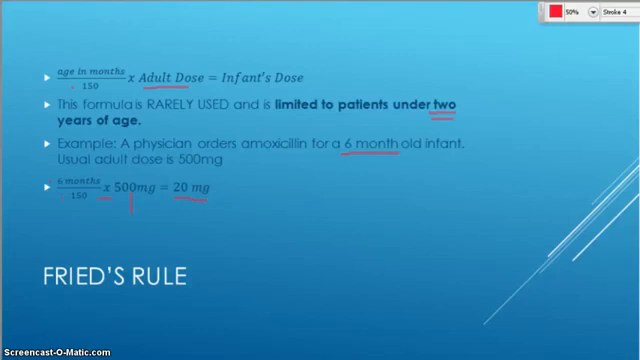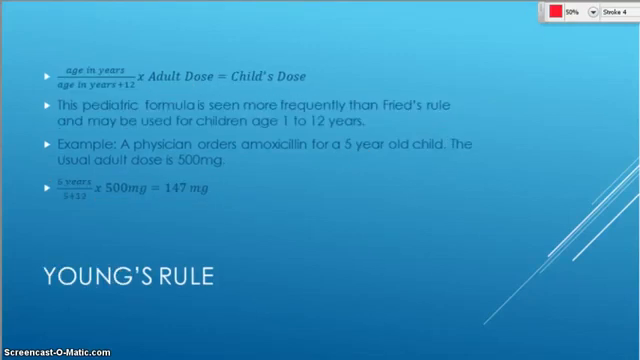Our third pediatric formula is called Young's rule. And Young's rule is used more frequently than Fried's rule because it can be used for children ages 1 to 12. It's a little bit different. For this particular formula, we take the child's age in years, and that goes on top of the fraction. Then the bottom of the fraction is the child's age in years plus 12. So if the child's 2, the bottom would be 2 plus 12. And then we take that times the adult dose, and that gives us our child's dose.